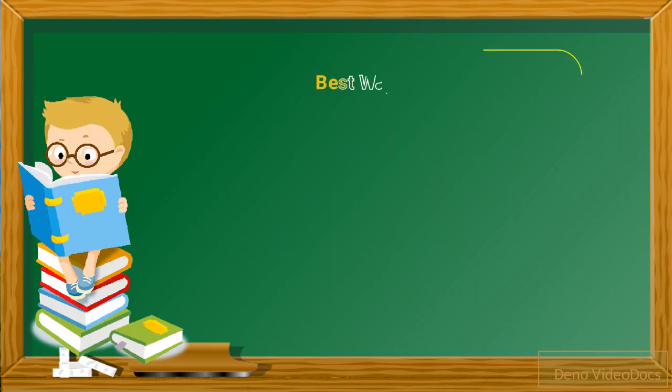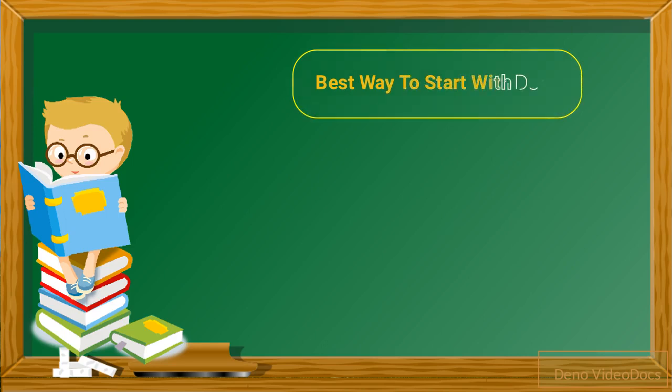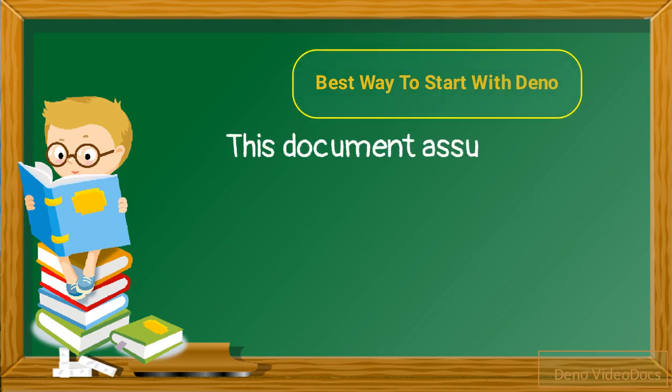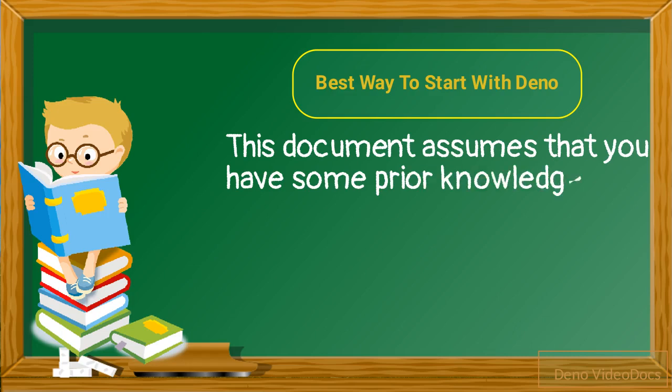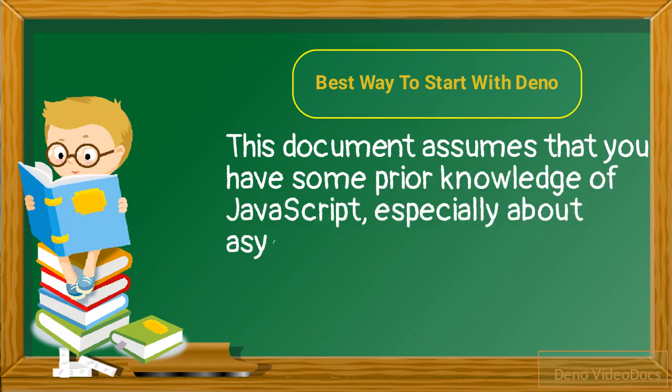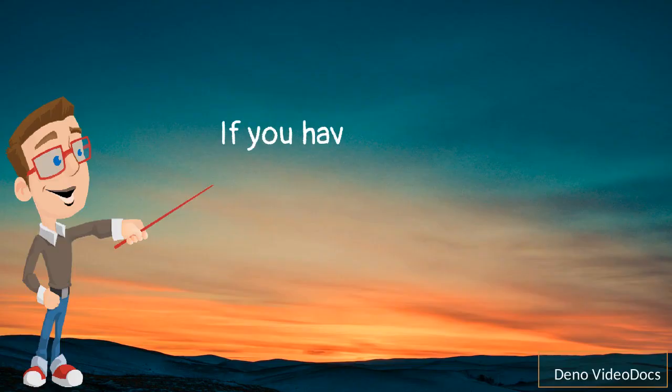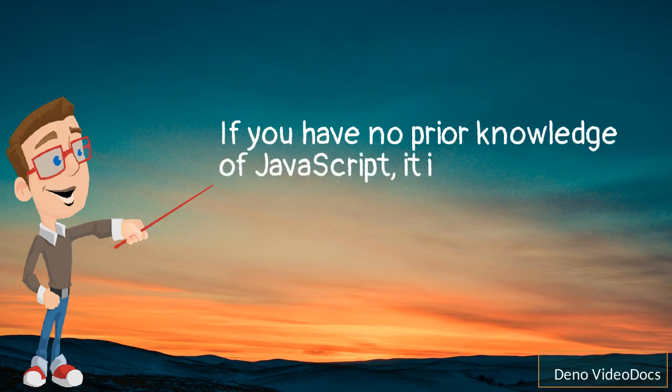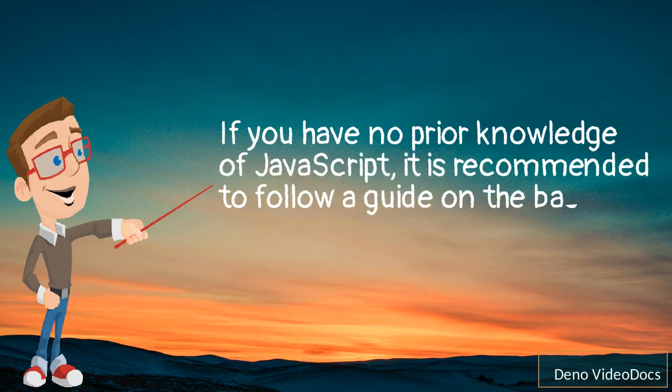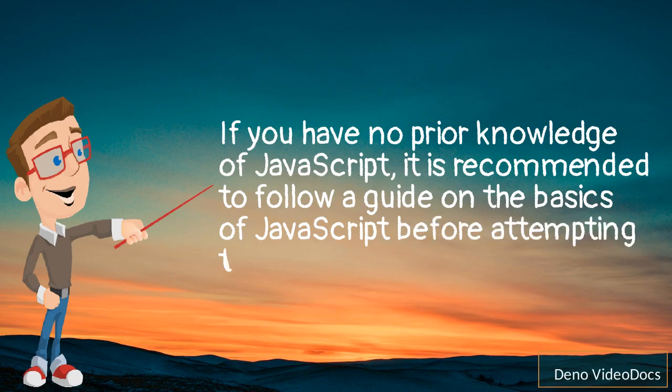What is the best way to start with Deno and what knowledge do you need beforehand? This document assumes that you have some prior knowledge of JavaScript, especially about async/await. If you have no prior knowledge of JavaScript, it is recommended to follow a guide on the basics of JavaScript before attempting to start with Deno.